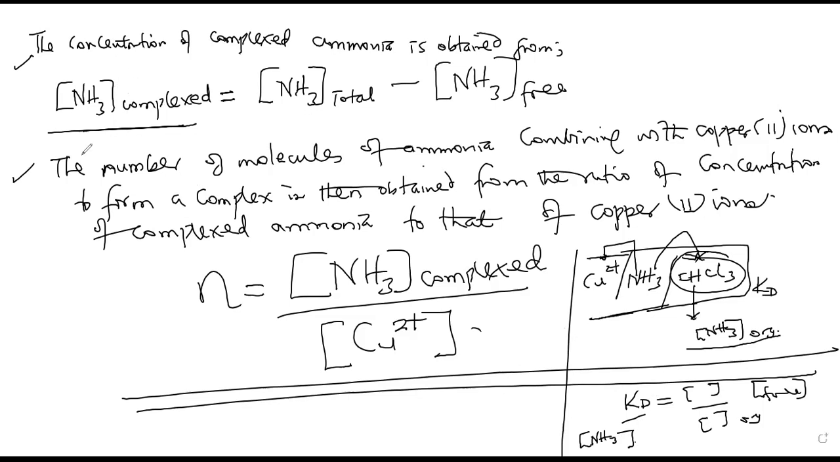As this, complex ammonia is total ammonia in aqueous minus free ammonia. After getting the concentration of ammonia that goes to form a complex, then we can get the number of ligands, so the number of molecules of ammonia that combine with the copper two ions to form a coordination complex, okay? And that is given by the concentration of ammonia which was complex out of the total concentration of copper.